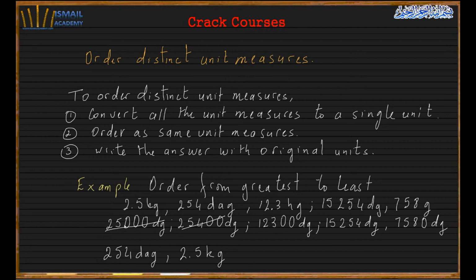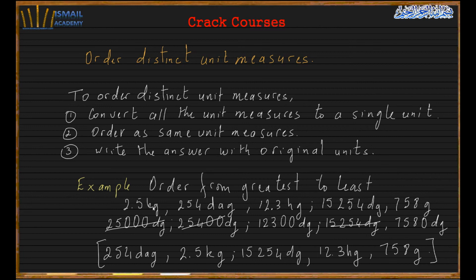This has 2 in the ten-thousands place, and I have 1 in the ten-thousands place, so only 2 of them share it. 1 and 1 are the same, and 2 is less than 5. That means this one is next: 15,254 decigram, and this is done. What's left is 12.3 hectogram, and the last one is 758 gram. And this is my order from greatest to least.